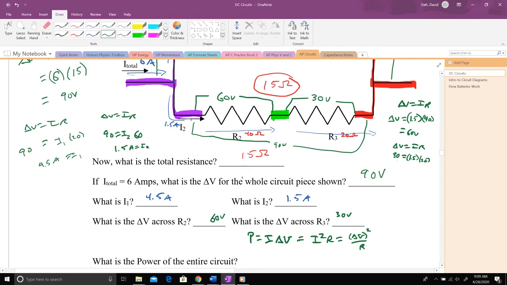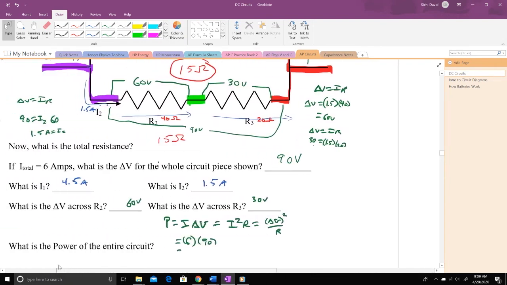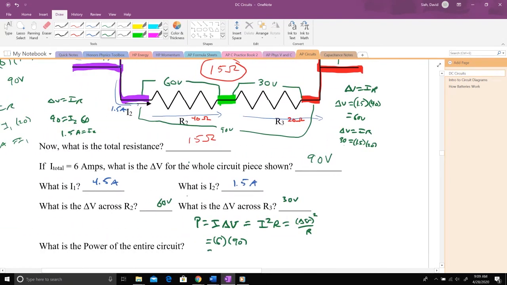So for the whole circuit, let's just use the first one, I delta V. We figured out already, we were given that the total current through the circuit was 6 amps, and the delta V we calculated to be 90 volts. So 6 times 90 would be 540. Sorry, this is power, right? But the units are going to be what? Watts, right? Remember, this power rating is energy per second, in watts.